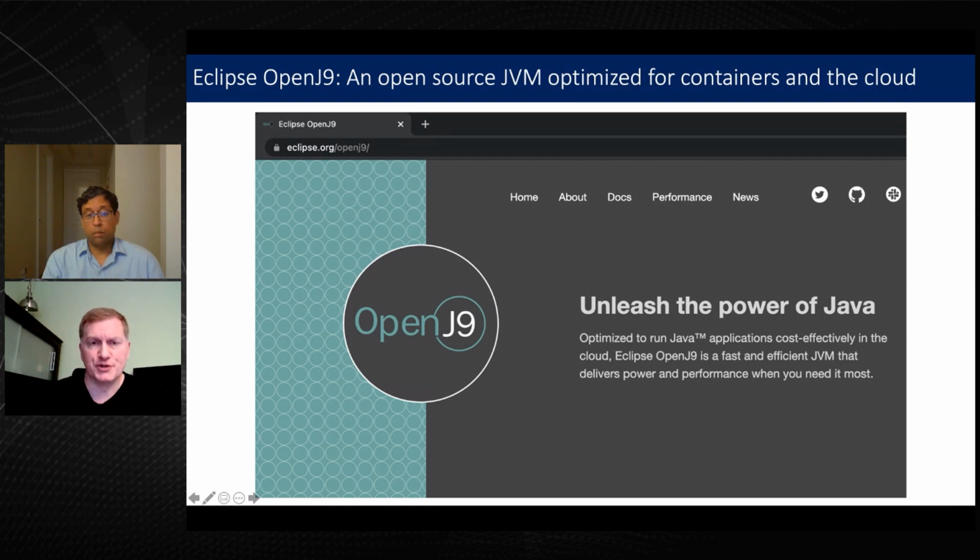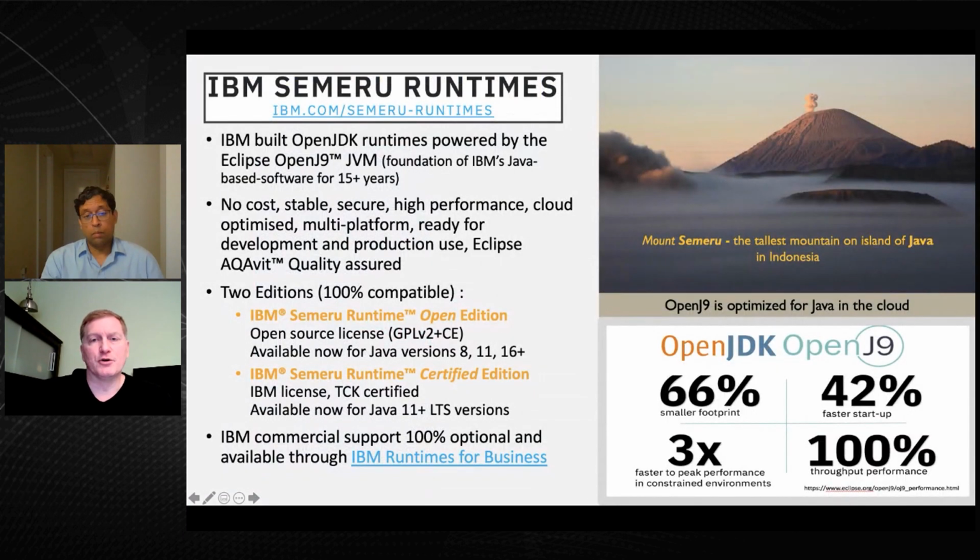Now, OpenJ9 is an open source project, so you can't actually get builds or binaries to run your applications from OpenJ9. But IBM stepped forward in the last few months to generate the IBM Semeru Runtimes, which has a fairly easy link there to be able to find and get access to them. These are basically OpenJDK class libraries combined with the Eclipse OpenJ9 Java virtual machine to provide a very stable, secure, high performance, and cloud optimized Java runtime environment. And they're available at no cost. There's a couple of different editions which are 100% compatible with one another, the Open Edition and the Certified Edition. It's different licenses and whether it's been TCK certified or not.